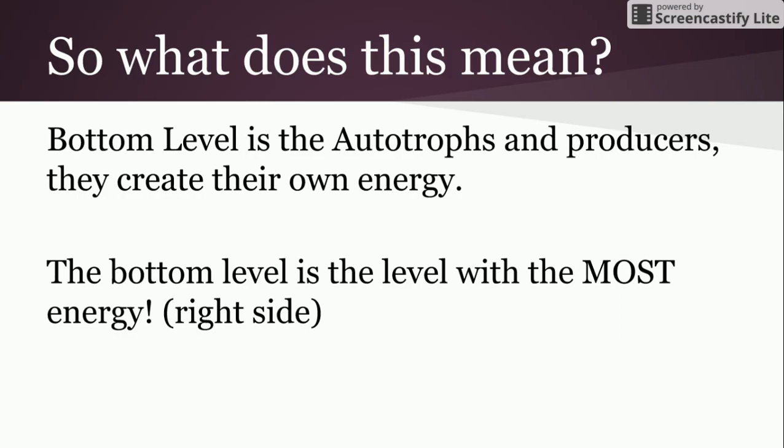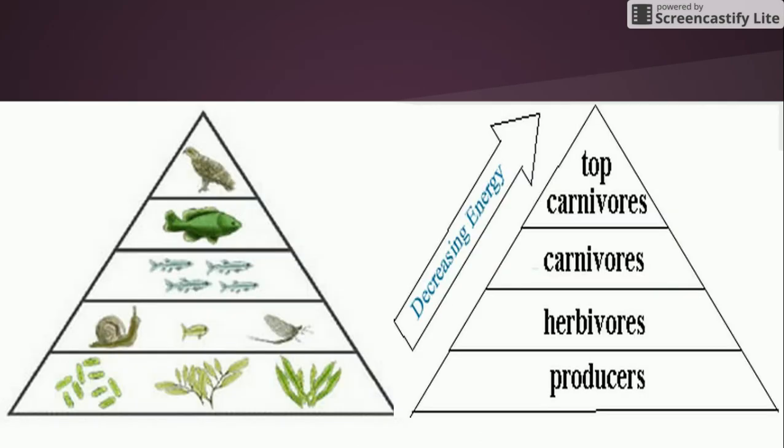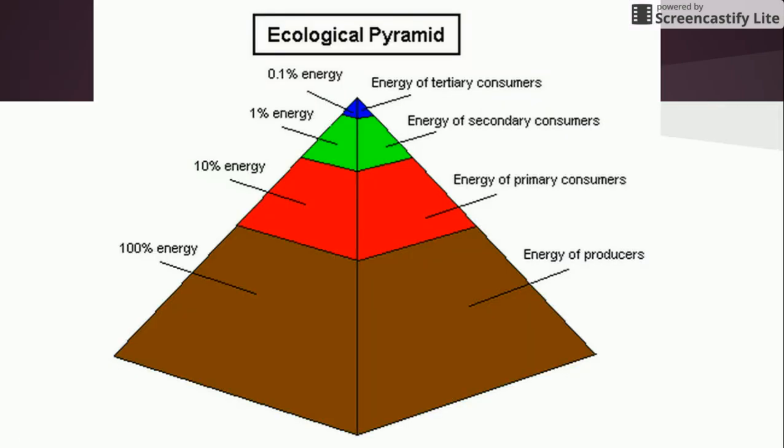So what does this mean? The bottom level, like we said, is the autotrophs and producers, and they create their own energy. The bottom level is the level with the most amount of energy. So if we're to look at these diagrams, we see that going from the bottom, the producers, to the top carnivores, we have a decreasing amount of energy moving up, or just 10%. So if we had a large amount at the bottom, only 10% moves, and then 10% of that moves, and then 10% of that moves. So our energy decreases as we go to the more narrow part of the pyramid.